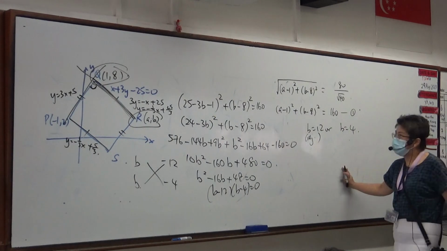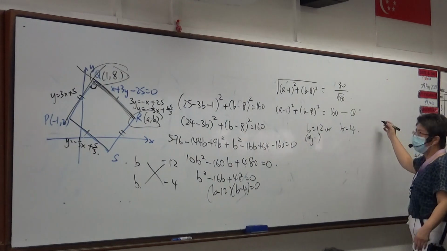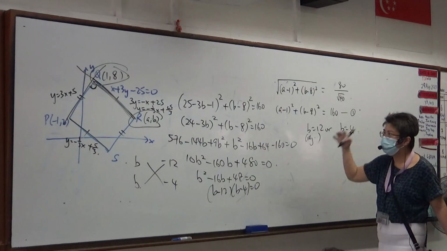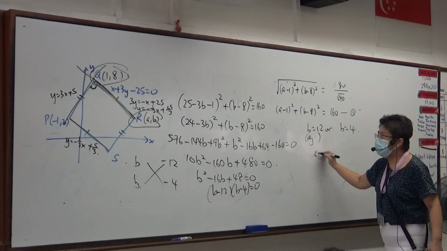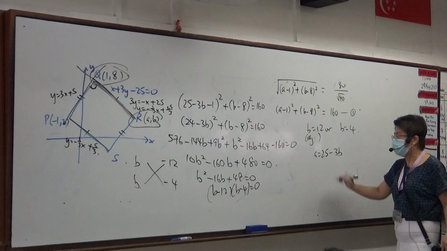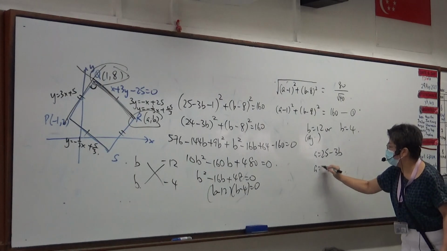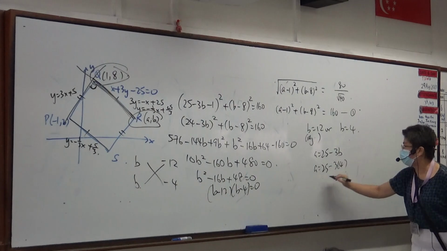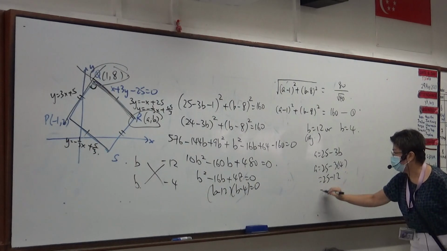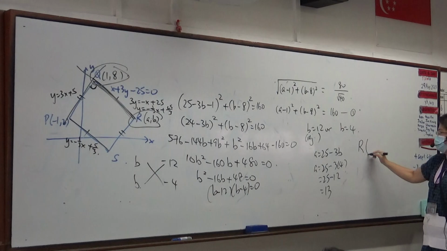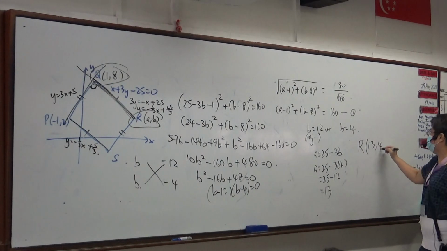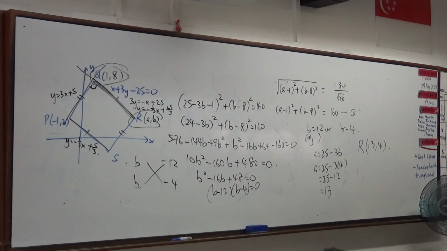Okay? So, just now I cannot remember. It's 25, okay. a is 25 minus 3b, right? Correct? So b is 4 already. So a is 25 minus 3 times 4, 25 minus 12, answer 13. So the coordinate of R is (13, 4). Can you see it now?